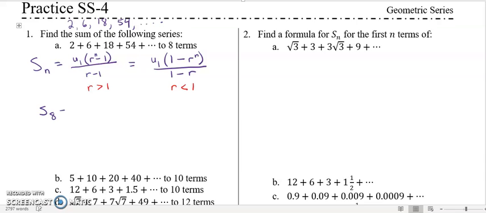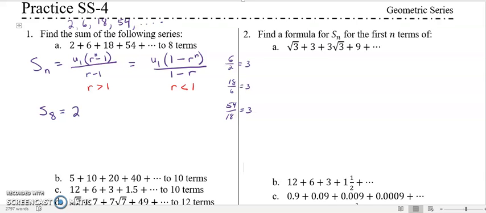So all to work this out, I want the first 8 terms. So S sub 8. I would use the first version. First of all, you need to think about what r is. 6 divided by 2 is 3. 18 divided by 6 equals 3. 54 divided by 18 equals 3. So our common ratio every time was 3.